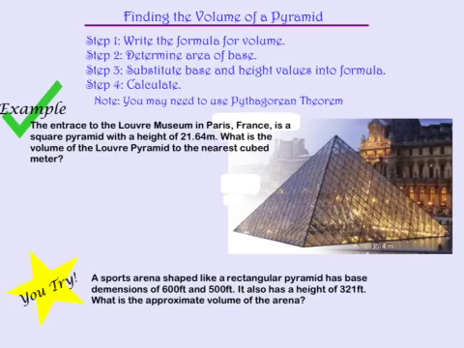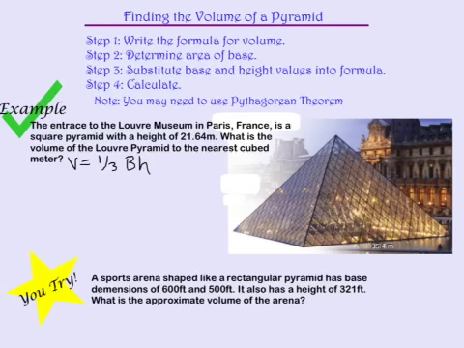So let's look at an example of how we find the volume of a pyramid. First thing we need to remember is volume equals 1/3 big B H, the area of my base times my height. Okay, so now let's look at the example. The entrance to the Louvre Museum in Paris, France is a square pyramid with a height of 21.64 meters. What is the volume of the pyramid to the nearest cubed meter?